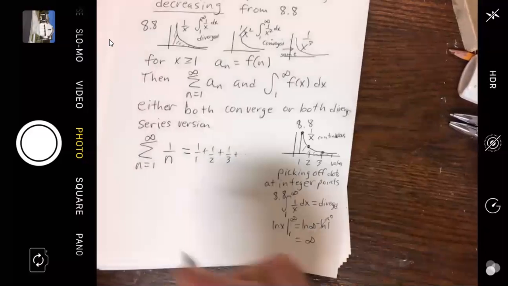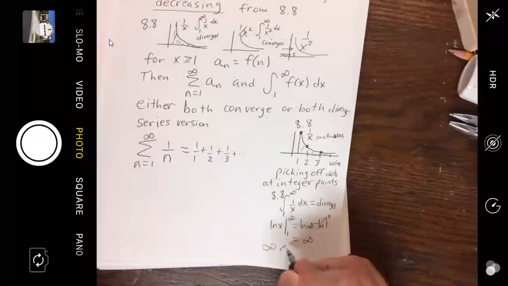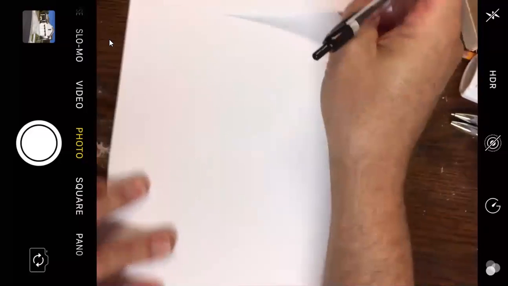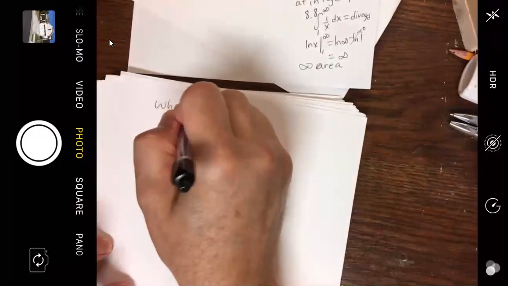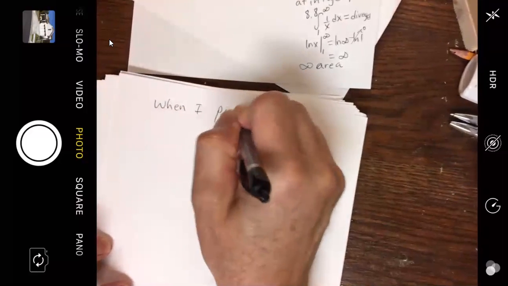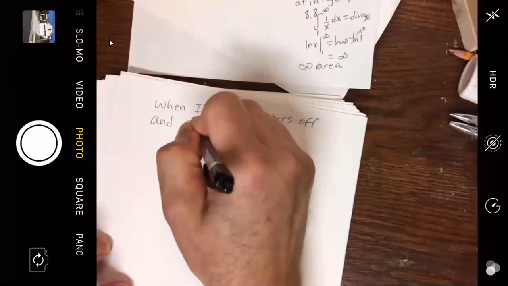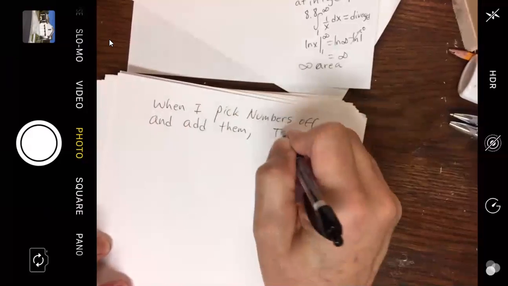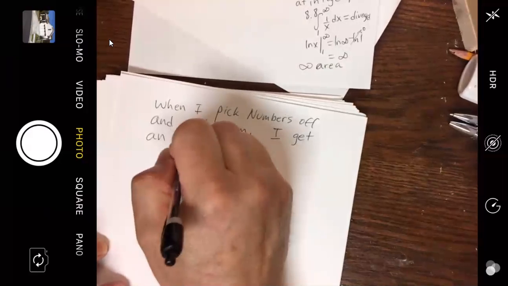So what they're saying is, since I got an infinite area, when I pick numbers off and add them, I get an infinite sum.